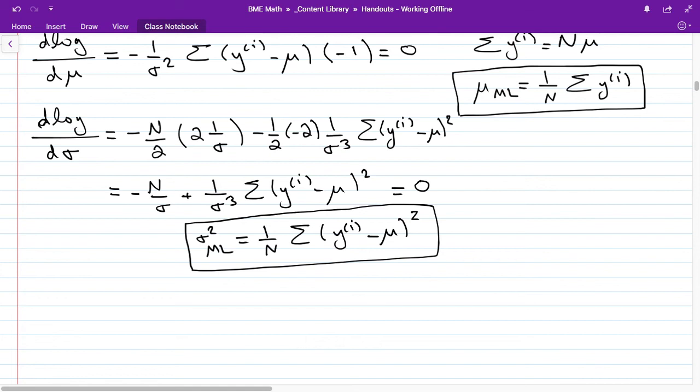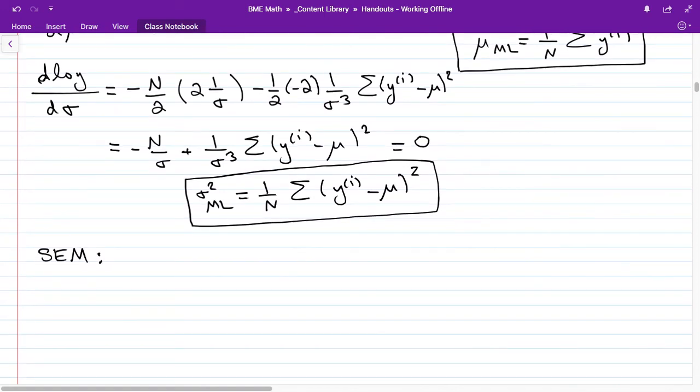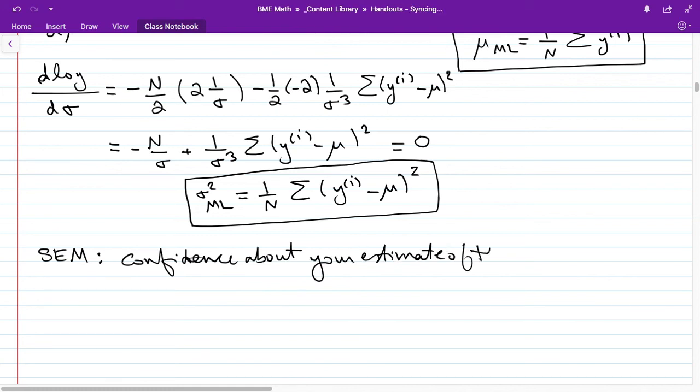So in your work, you will probably plot data, and then you will say, I'm going to plot the mean and the standard error of the mean, SEM. So what is this SEM? What is this SEM that we're plotting? And what that is, SEM is your confidence about your estimate of the mean. So let me show you what that is.